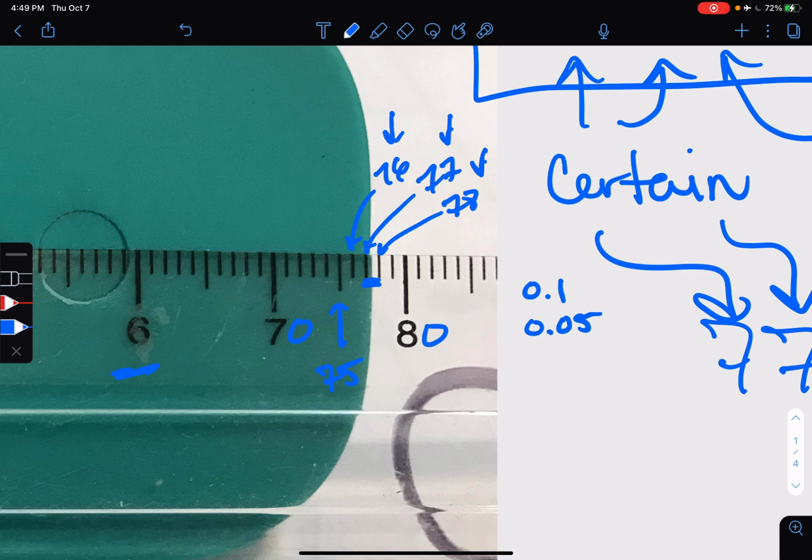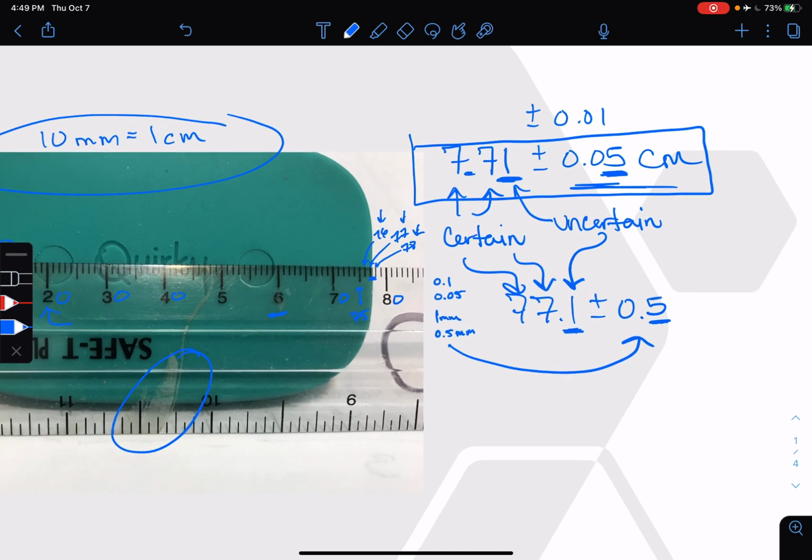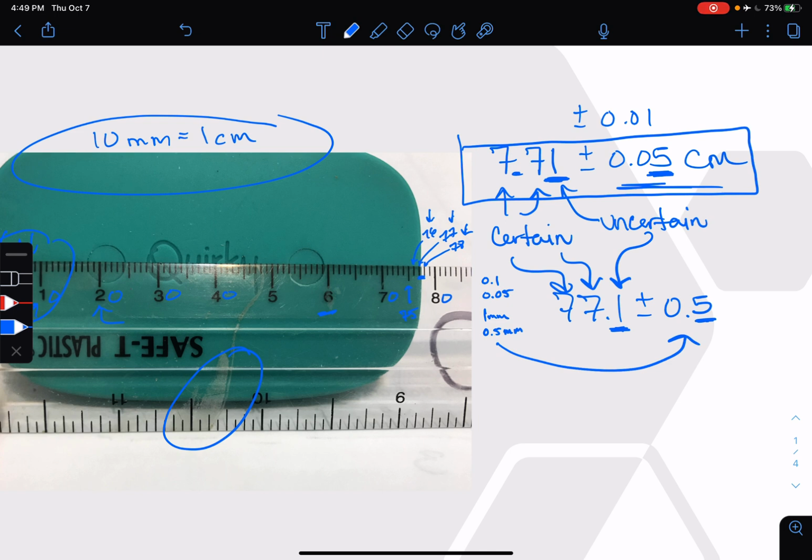So each one of those increments is 1 millimeter, and halfway between 77 and 78 would be 0.5 millimeters. And so that's going to correspond right there. So you're saying 77.1 plus or minus half a millimeter, because I can't really see in between there very well. So if it's in between, it's halfway in between.